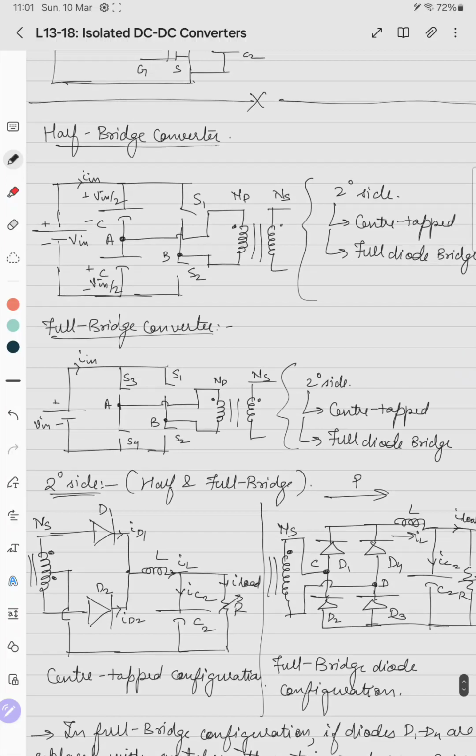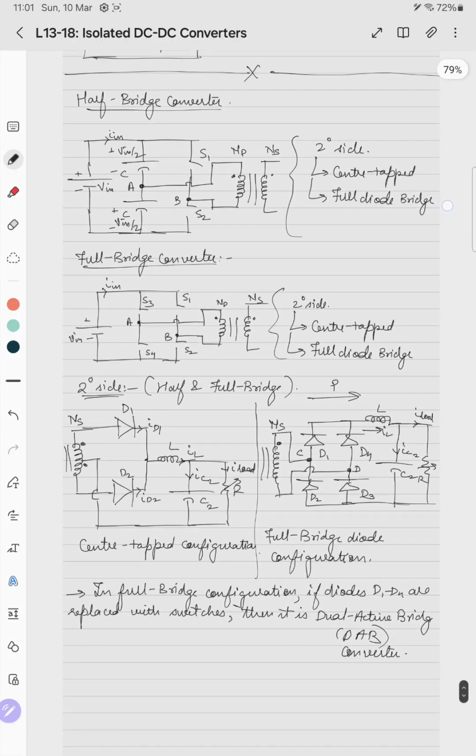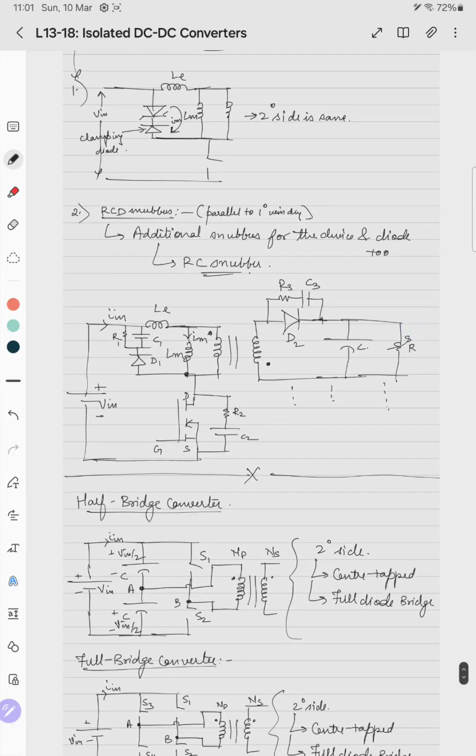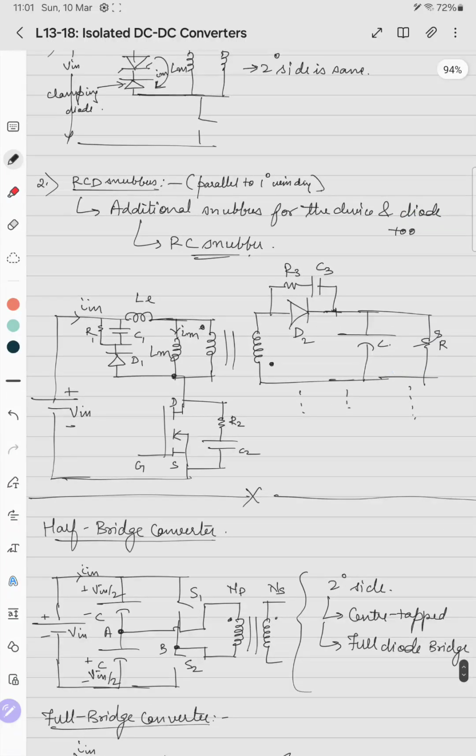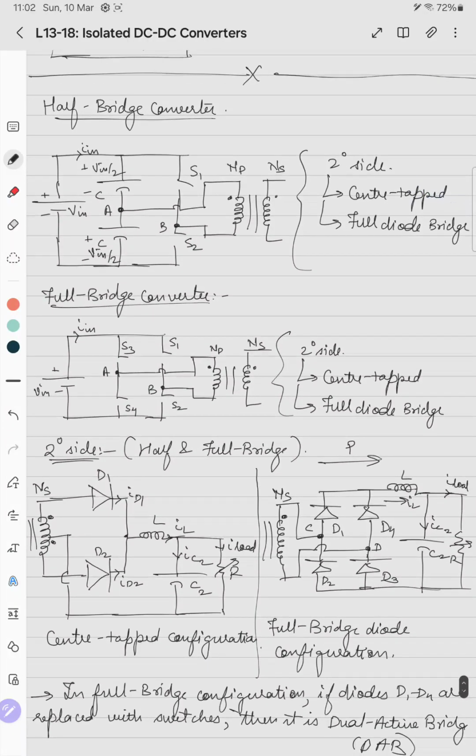So, in the last lecture we saw the flyback converter configuration. The flyback converter is a buck-boost derived converter, while half bridge and full bridge converters are buck derived converters. Out of all the isolated DC-DC converters we have discussed till now, only the flyback converter is buck-boost derived. The rest, which are the forward converter, push-pull converter, half bridge, full bridge and dual active bridge converters, are all buck derived DC-DC converters.